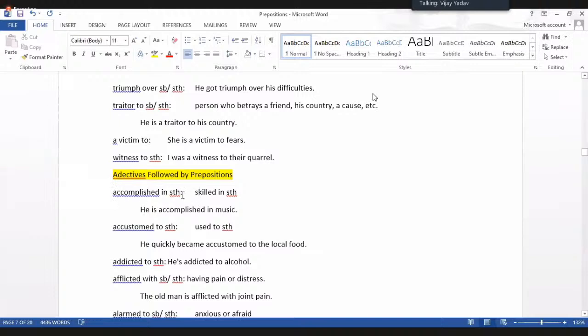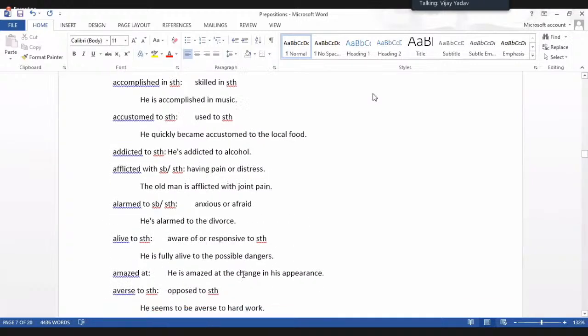For example, accomplished in. Accomplished is an adjective. He is accomplished in music. It means skilled in music. Then accustomed to means used to something. He quickly became accustomed to the local food. It means he quickly became used to the local food. Addicted to, you also know addicted to. He is addicted to alcohol. He is addicted to smoking. He is addicted to drinking, like this. So you will study this.